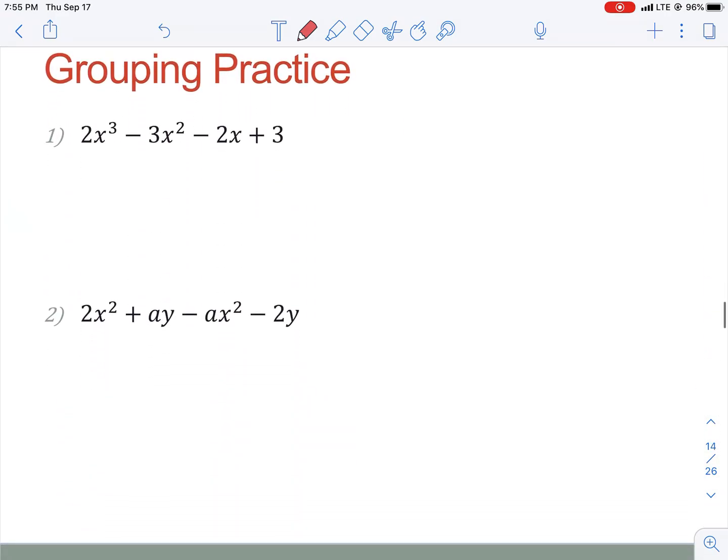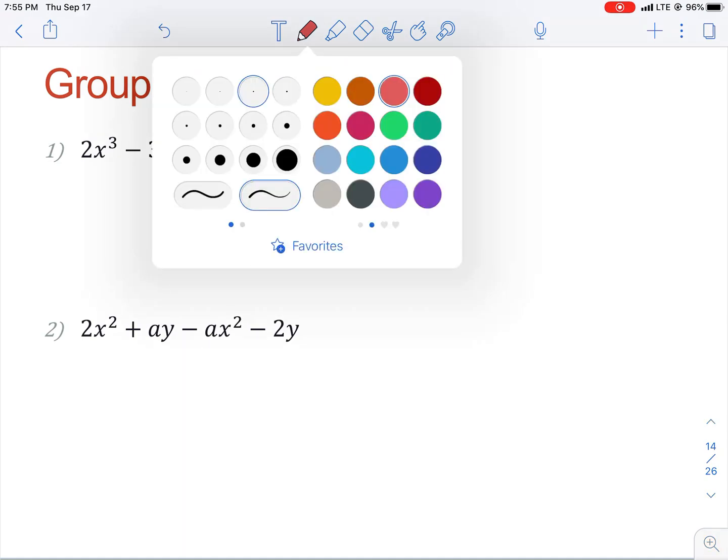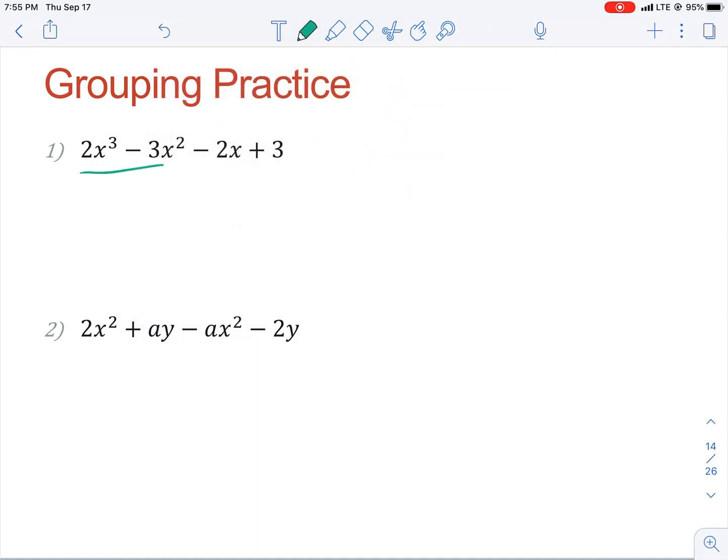Okay, go ahead and hit pause. I would like you to try both of these. Take a second, hit pause, see if you can do it. So if I look at the front one, I can take out an x squared. That would leave me with 2x minus 3. If I look at the back one, I can't take out anything, so that would be a negative 1.